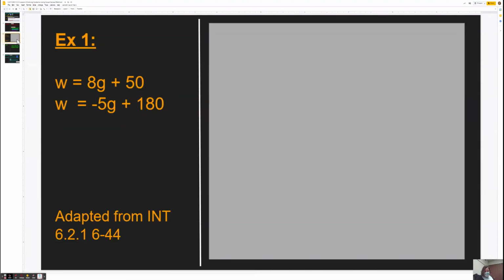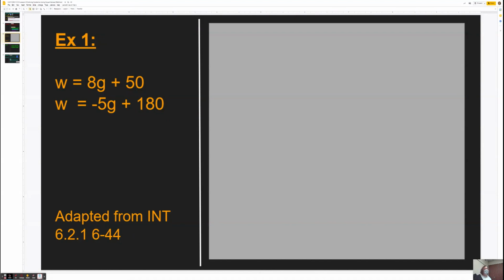So here's our example. We're going to solve this system: W equals 8G plus 50, and W equals negative 5G plus 180. You don't have to write this adapted part down, but that's just where we found it in the CPM curriculum. As you're writing that down, one thing you may notice is they both start with W. And this is exactly where we're going to use the equal values method, where both equations start with the same variable.